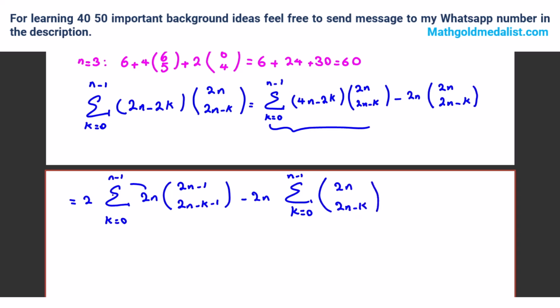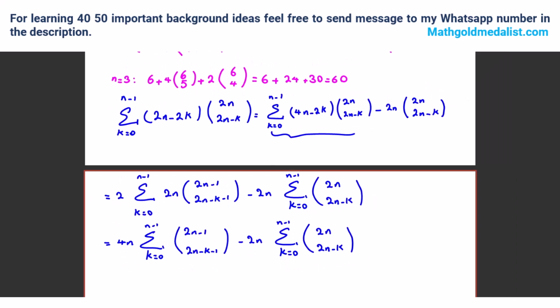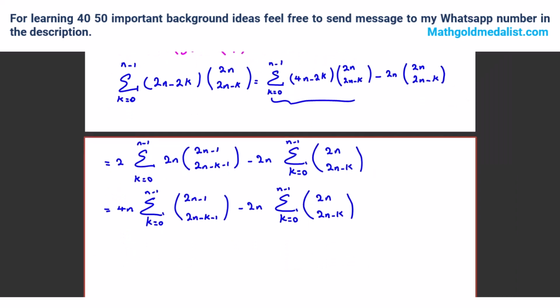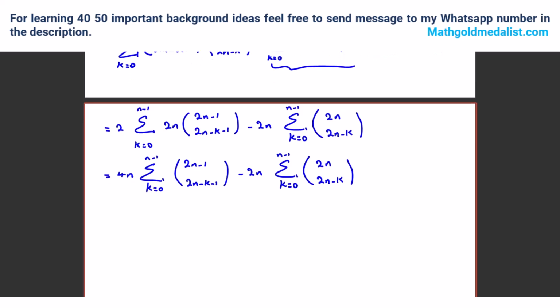And then you can factor also this one, you can write it as a 4n, right? 4n sigma k from 0 to n minus 1 of 2n minus 1 choose n minus k minus 1, right? Minus this part. Then we should simplify this, right? Want hint for this part or want to try it on your own? Okay, sure.